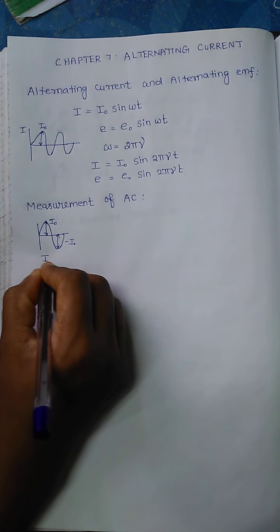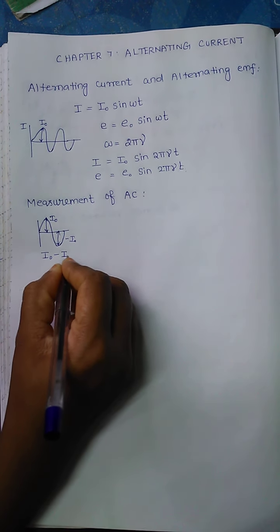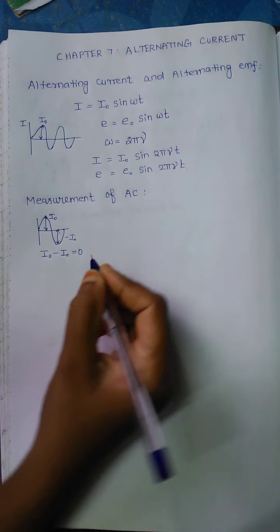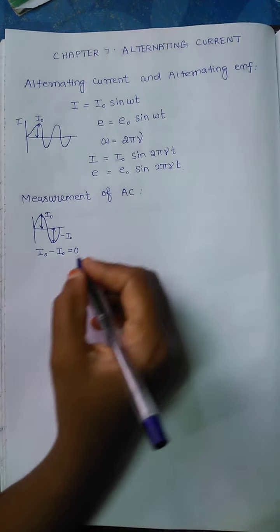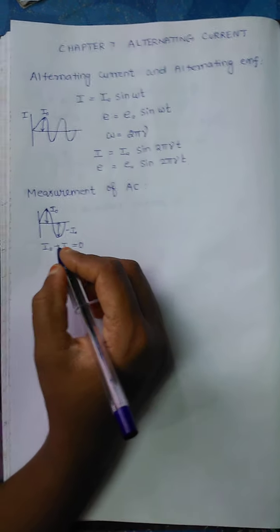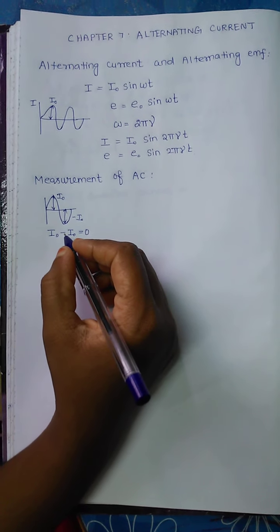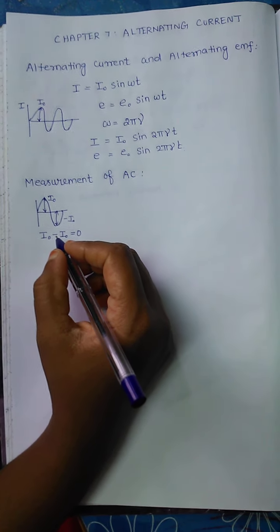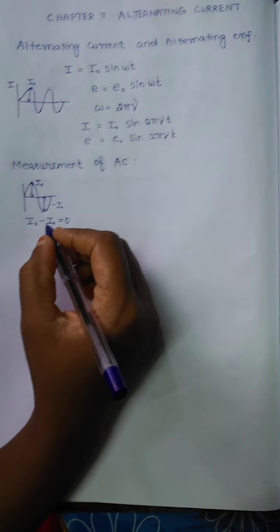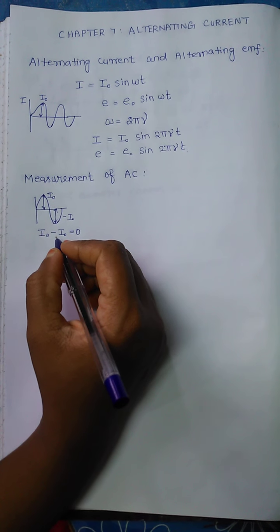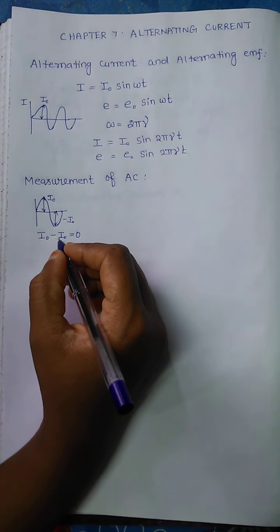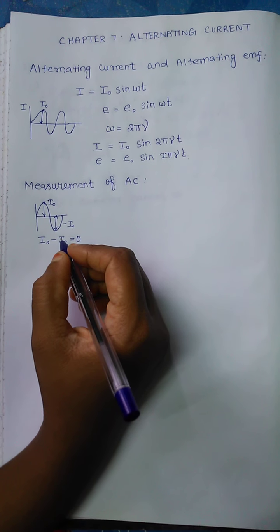If you calculate the current over one complete cycle, the average value of current over the complete cycle will be equal to 0. So the alternating current cannot be measured by a DC ammeter. If you use a DC ammeter to measure alternating current, it shows null deflection. Next, how are we going to calculate the alternating current?